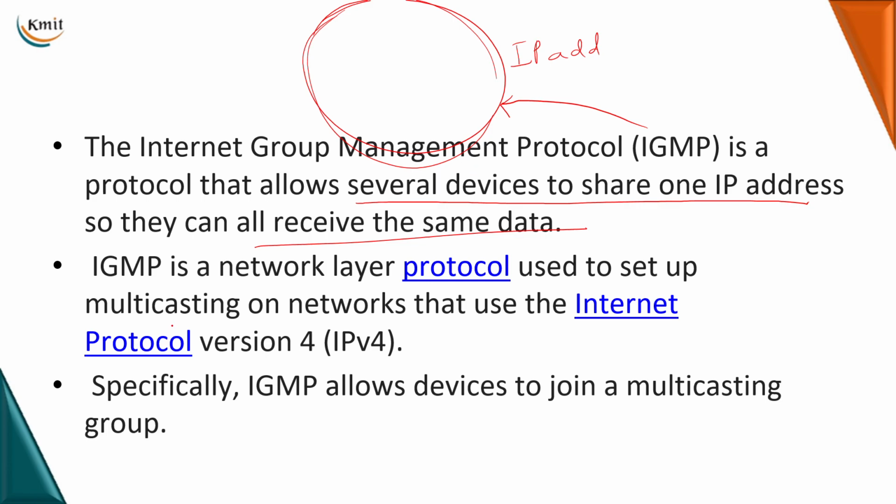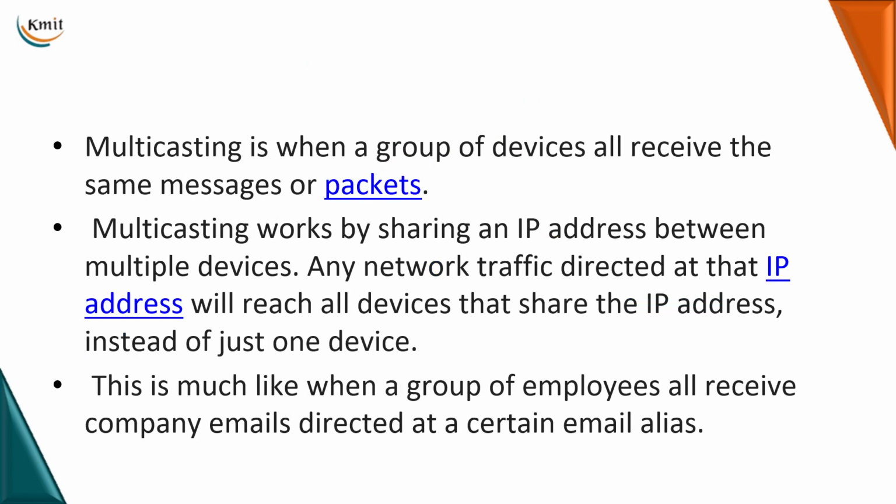So basically IGMP is a network layer protocol used to set up multicasting. Now what is multicasting? Multicasting is when a group of devices all receive the same message or packets. How is it possible? You all join a group first. That group will have a single IP address. Any message coming to this IP address will be received by all the devices in the group. It is just like a group email ID. If I send a message to that group email ID, it is received by all the people who are in that group mail ID.